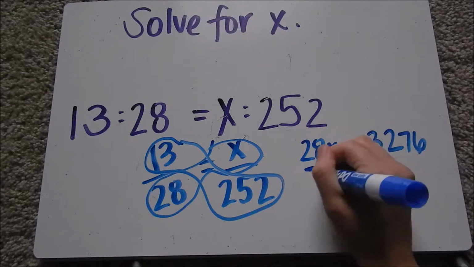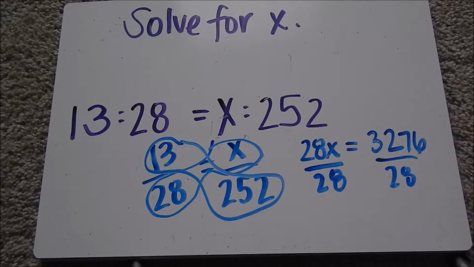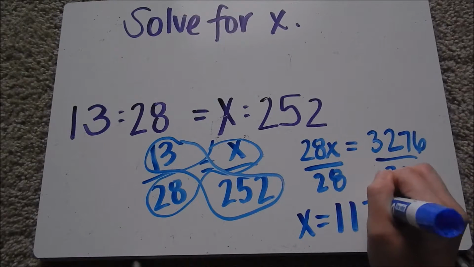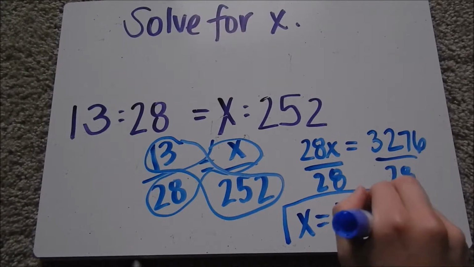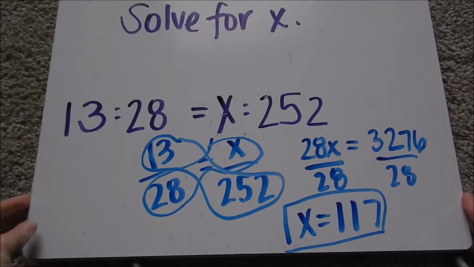So we're going to divide both sides by 28. And we get x equals 117. Okay, let's move on to our next example.